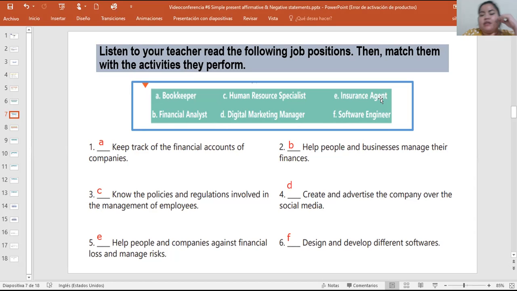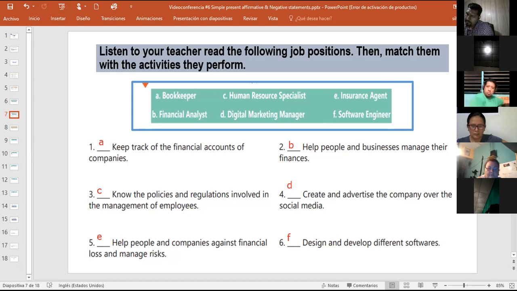Insurance agent. Okay, yes. Listen. Insurance agent. Insurance agent. Yes, correct. Thank you, William. Another question? Agents or engines? Agent. Yes, with a T at the end. Si fuera en plural, Francisco, si dijéramos agents. Eso solo es uno. Solo se está refiriendo a uno. Okay, another question. ¿Alguna otra pregunta?